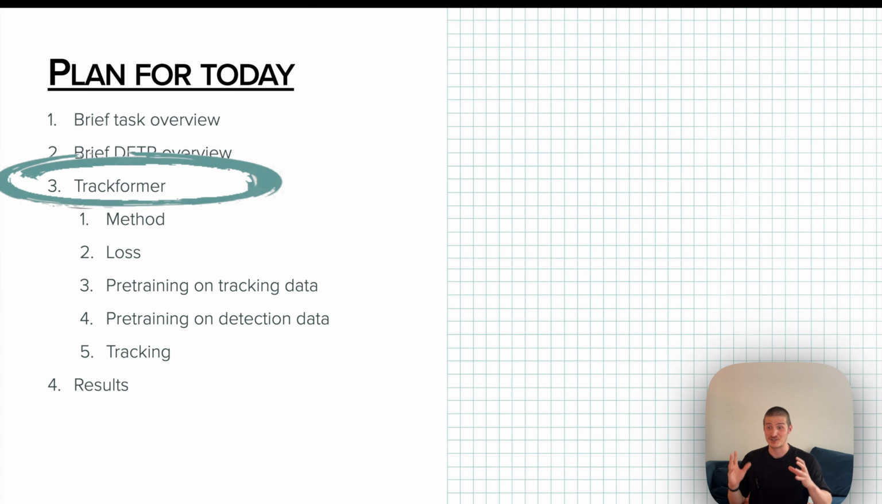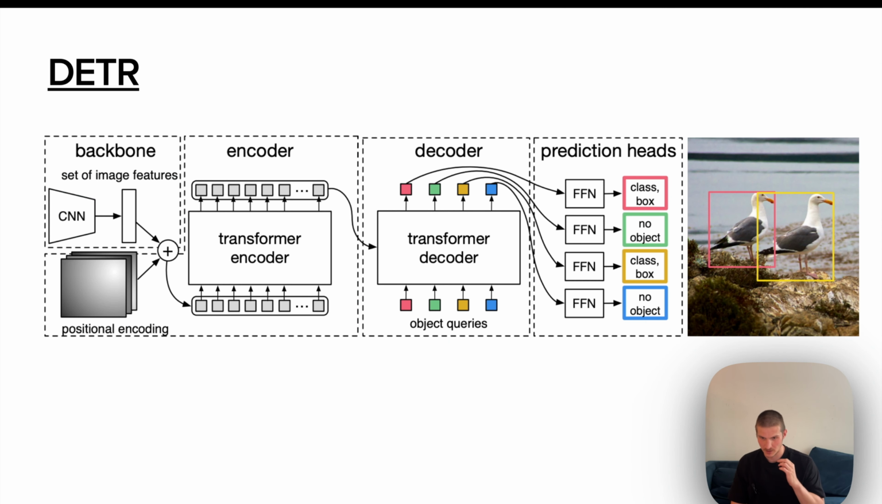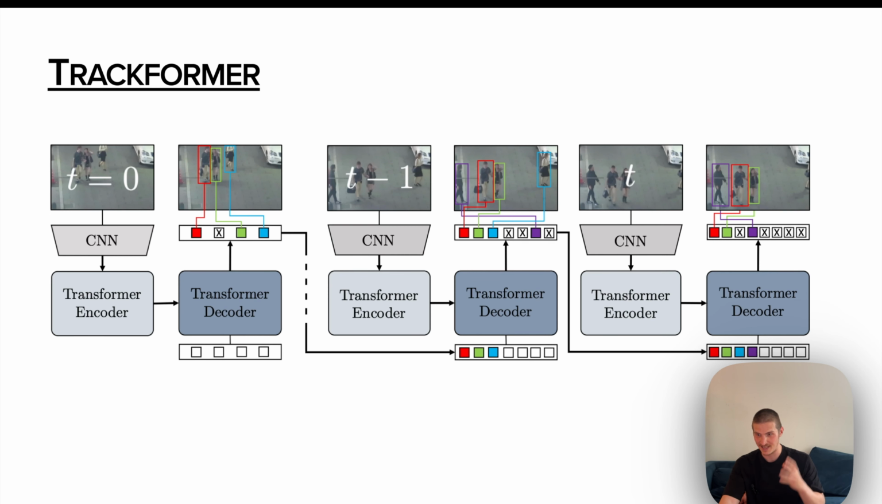Now let's talk about the actual Trackformer. Just a reminder of how Detr looked. We'll take the same exact model as a base, and we'll see how we can use these queries to make it track objects frame to frame. This is the scheme of how Trackformer works. Now we look at different frames in time, and we try to use predictions from the previous frame to track objects in the next frame.